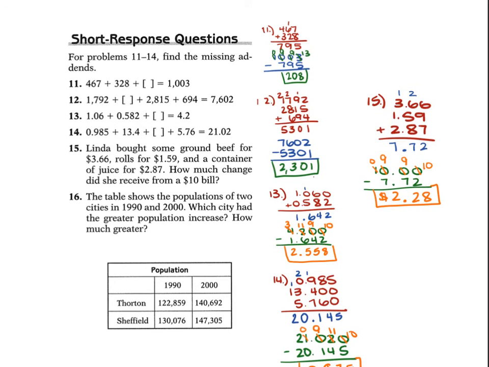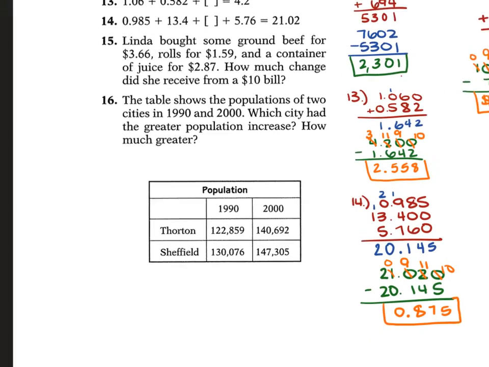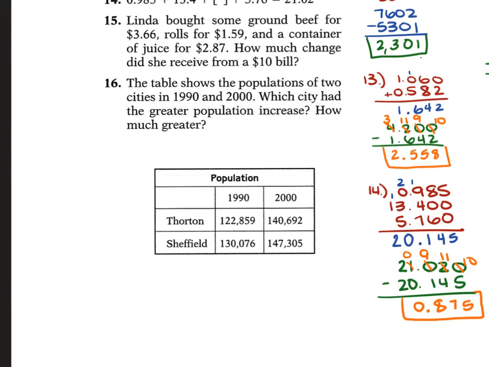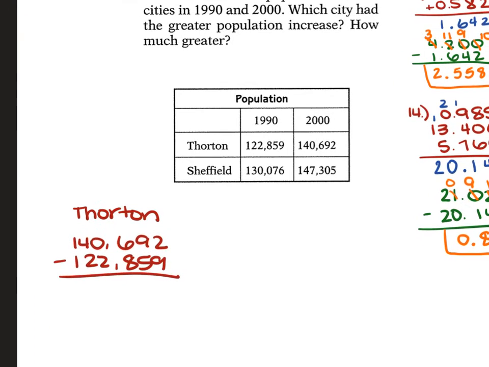For 16, it tells us the table shows the population of two cities in 1990 and 2000. Which city had the greater population increase? How much greater? So for this, we're going to first deal with Thornton, and we're going to do the difference between these two. So we are going to have 140,692 minus 122,859. So to do this, the 2 becomes a 12, making the 9 an 8.